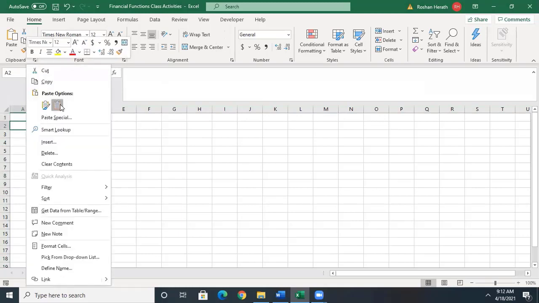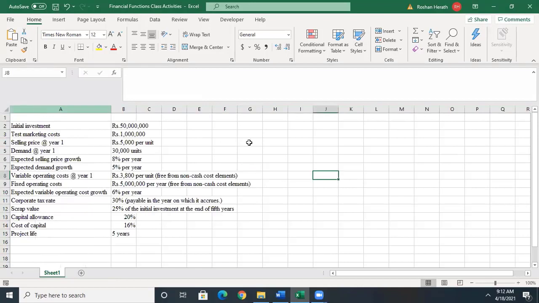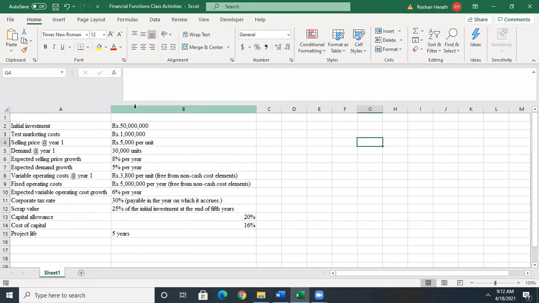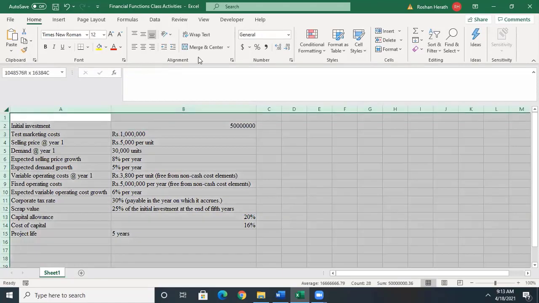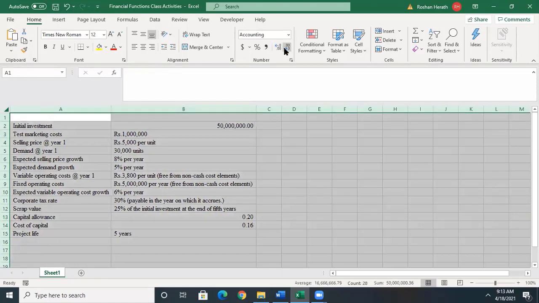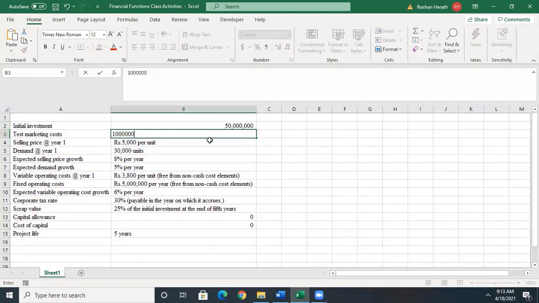So in fact, this is going to be your inputs. When you're approaching a question of this nature, you need to have certain inputs. So it's going to be 50 million. The test marketing cost is 1 million, I think.